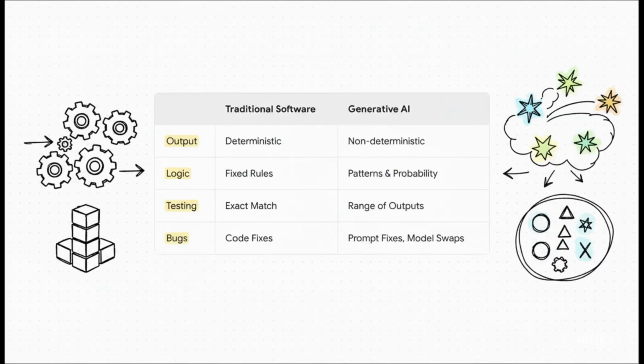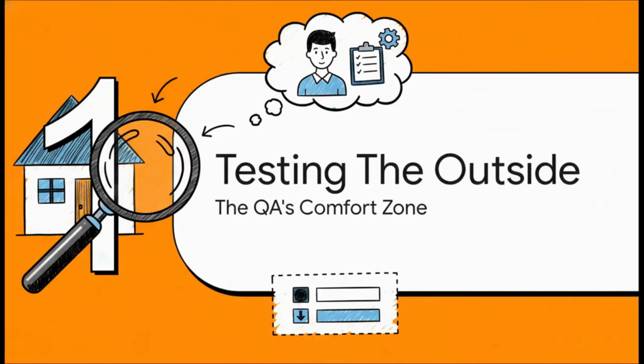So this is the crucial thing to wrap your head around, this fundamental difference. Traditional software is deterministic. The same input will always, and I mean always, produce the same output. It's based on fixed, hard-coded rules. But generative AI is non-deterministic. You can use the exact same input and get different outputs. And that means our old testing scripts, the ones looking for that perfect exact match, they just don't work anymore. We have to completely shift our mindset from input equals a specific output to input equals a range of acceptable outputs. So where do we even start?